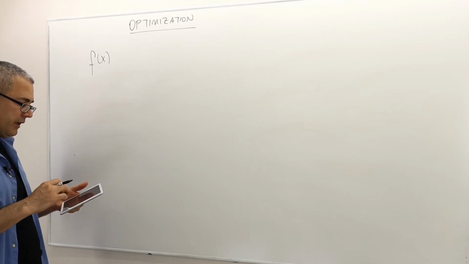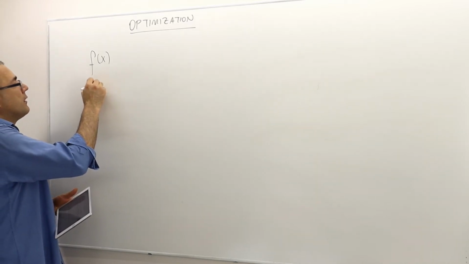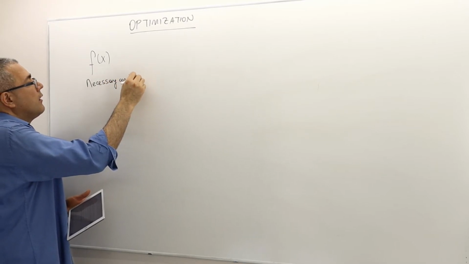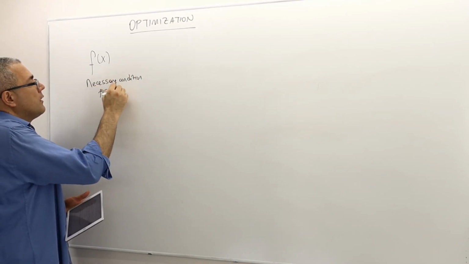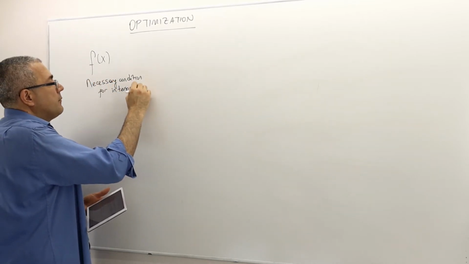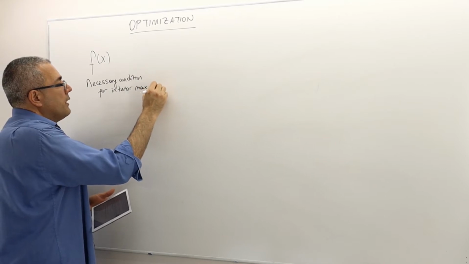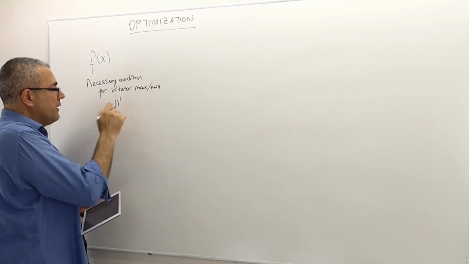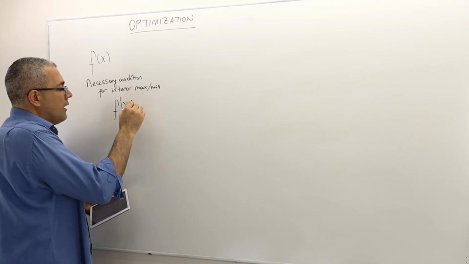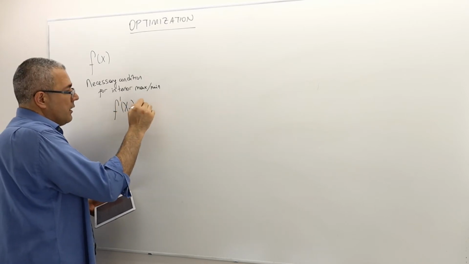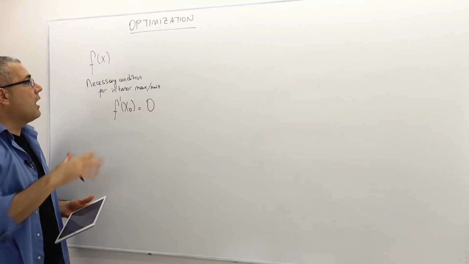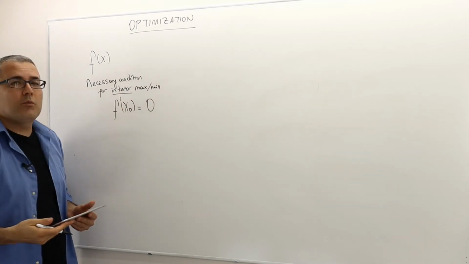The necessary condition for an interior maximum or minimum is that the derivative of the function, when applied to this point, is equal to 0. So this is the necessary condition for an interior max or min. What does that mean?